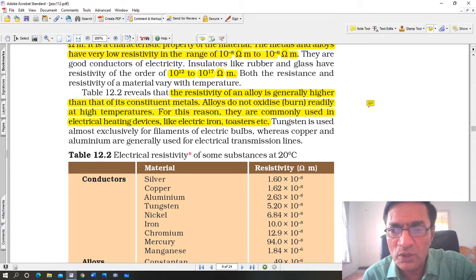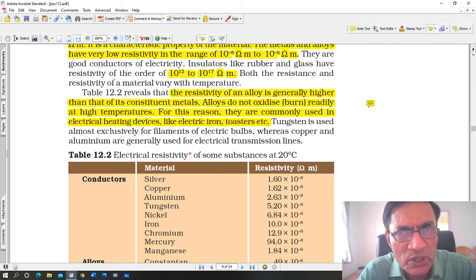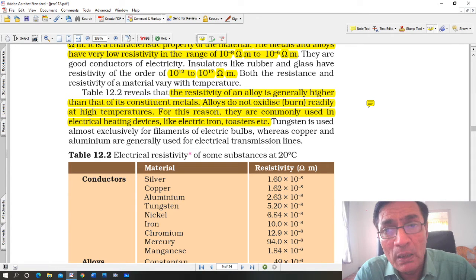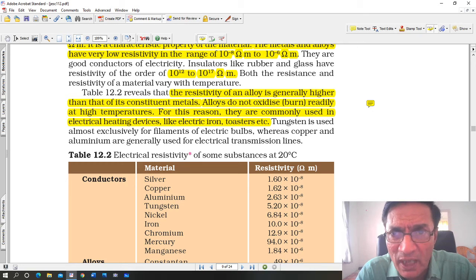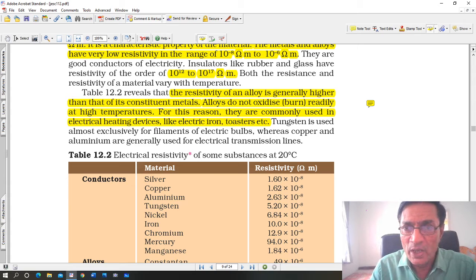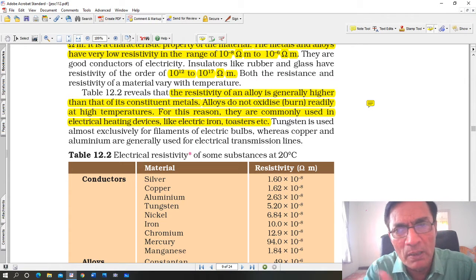Tungsten is used almost exclusively for filaments of electric bulbs, whereas copper and aluminum are generally used for electrical lines outside. Now copper is not used, because copper is too costly, so copper has been phased out, and only aluminum wires are used. Also tungsten filaments in electric bulbs, it was called a filament bulb, the yellow colored bulb that used to come earlier, which is nowhere to be seen now. It is not so efficient, that bulb does not produce so much light compared to a tube light or a CFL bulb or an LED bulb. It does not have so much luminescence power, and it also consumes more electricity, so tungsten bulbs, tungsten filaments are also mostly not used now.